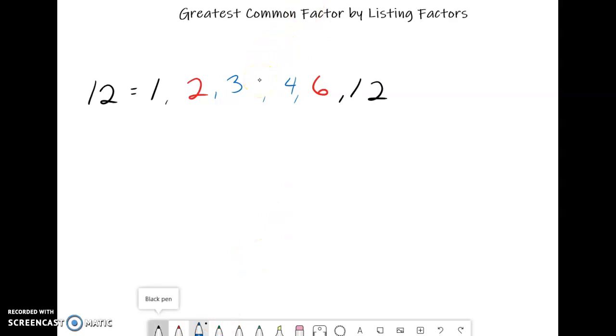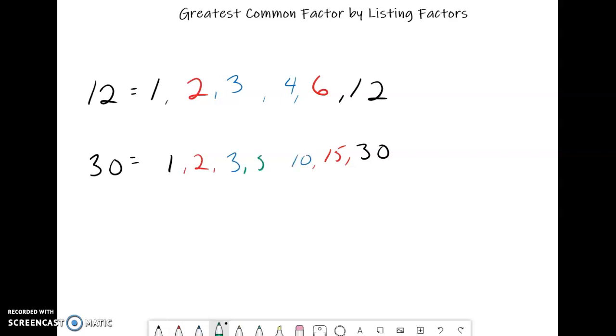So the next one we're going to do is 30. And that's 1 times 30. Next one is 2 times 15. Next one is 3 times 10. And then we can also do 5 times 6. So once there's 5 and 6, there's nothing in between, so you know you're done there.